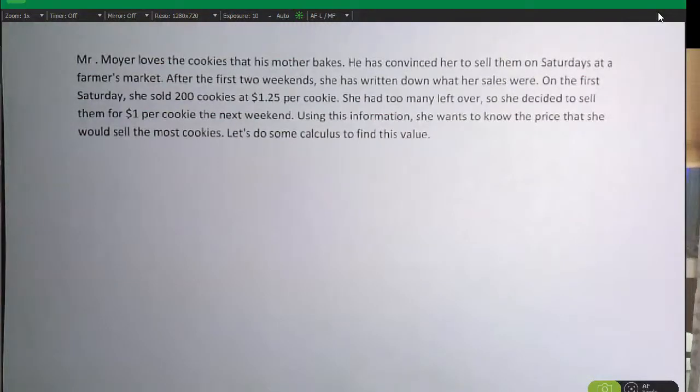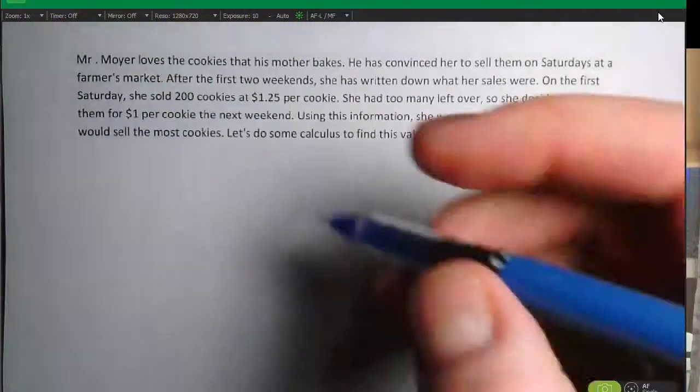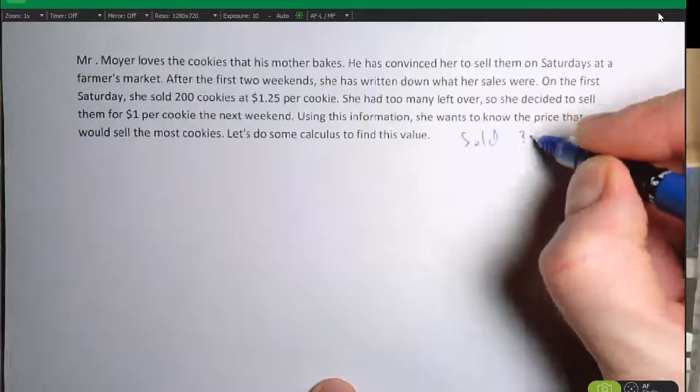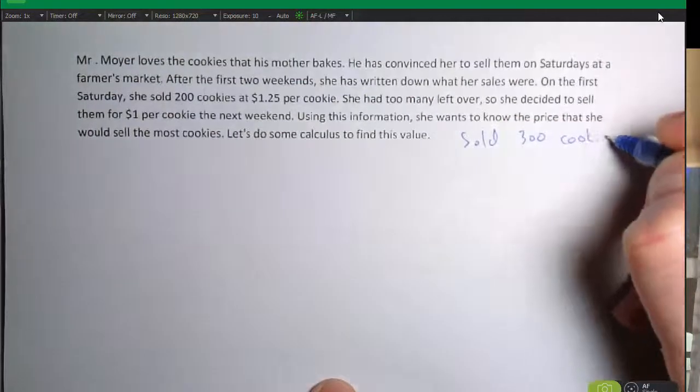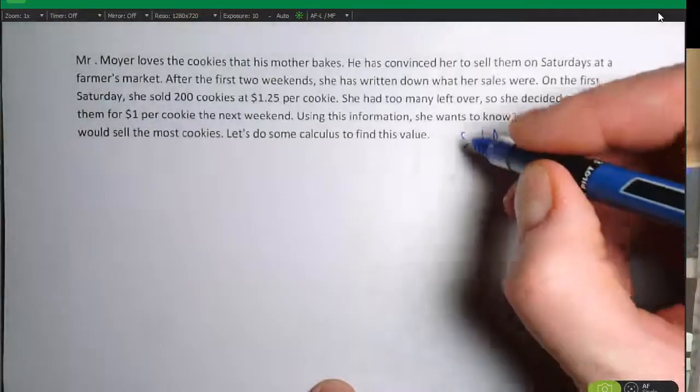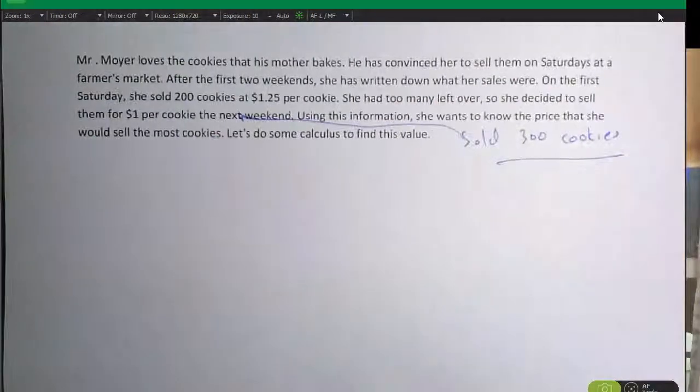Oh, I left one thing out here. When she did that, she sold 300 cookies. I'll correct yours. Mine is wrong. So she sold 300 cookies at $1 per cookie. So she sold more. Now, we can actually use this information to try to figure out what's the best price to sell the most cookies. Not necessarily the best price to sell all the cookies, or to make the most amount of profit, but just the most cookies.